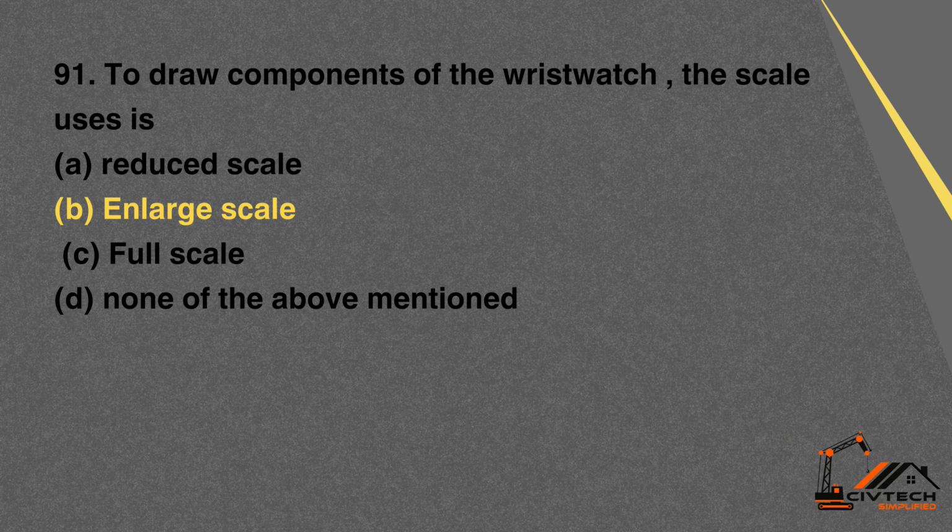91. To draw components of a wristwatch, the scale used is A. Reduced scale. B. Enlarged scale. C. Full scale. D. None of the above mentioned. Correct option B. Enlarged scale.